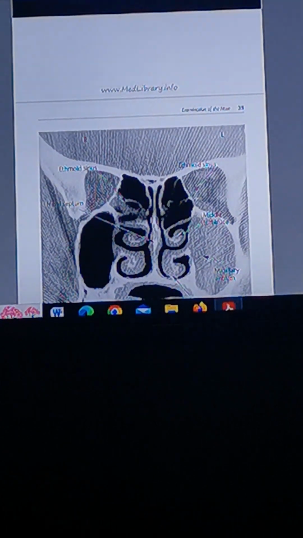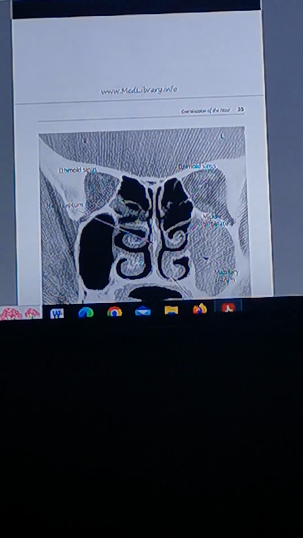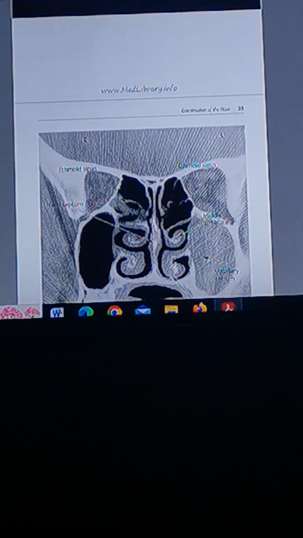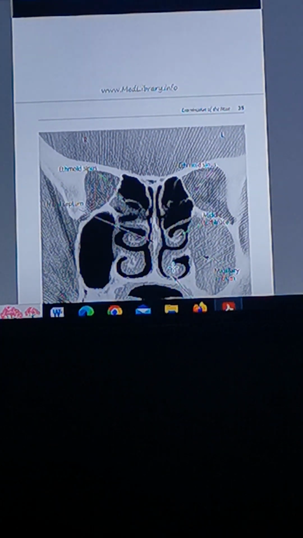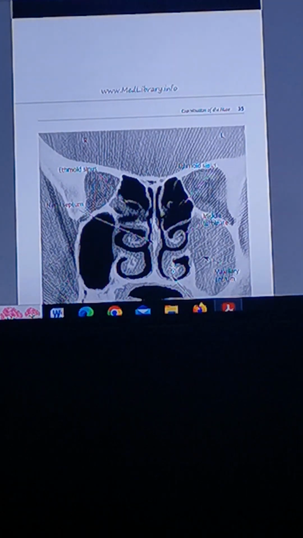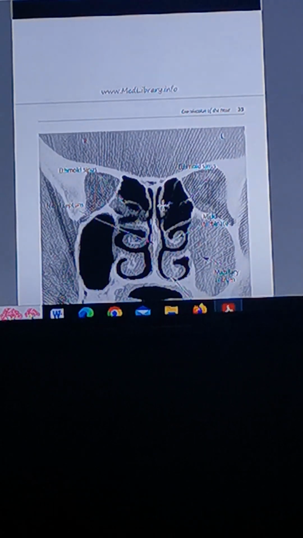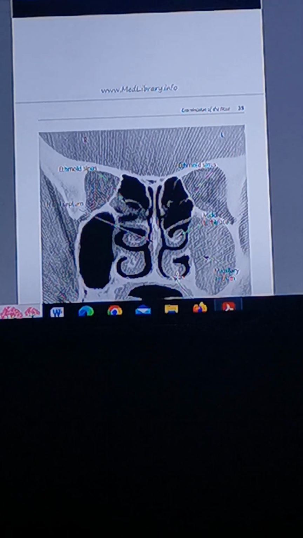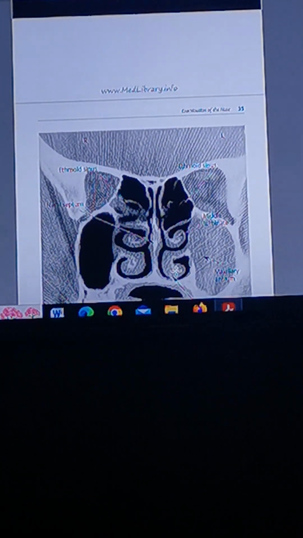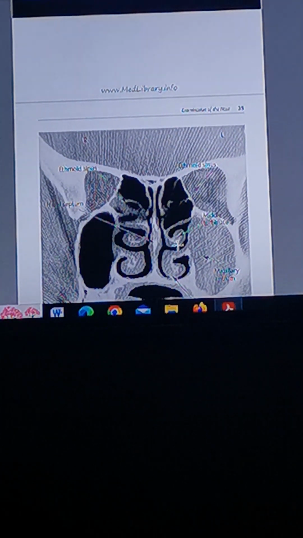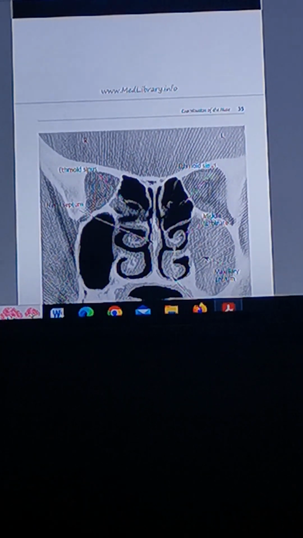So these are the ethmoidal air sinuses. This is the inferior turbinate. The lateral nasal wall, which is this, contains turbinates, or conchae. The turbinates are inferior, middle, and superior. The inferior is the biggest one, the middle is the medium one, and the smallest is the superior.